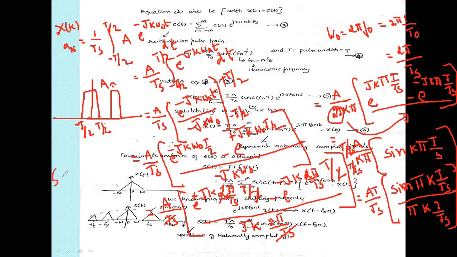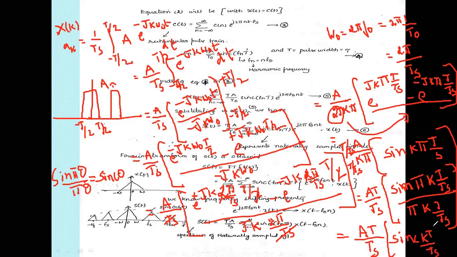We know, my dear students, sinc theta is nothing but sin(pi theta) by pi theta, the sinc function. Now it is also in the form of the same thing. So A T by Ts is the total function, sin(pi T k by Ts) by pi theta. What is the theta here? The k T by Ts. So sinc, k capital T by Ts. Got it, my dear students? The same function here.